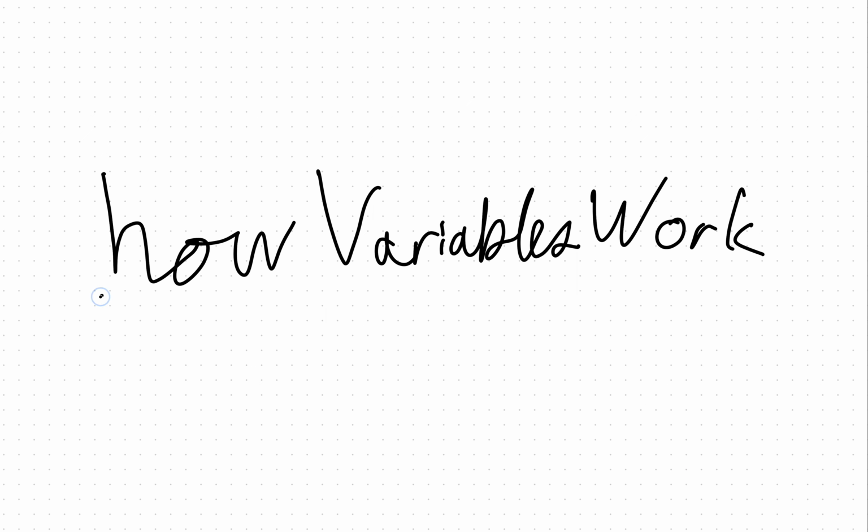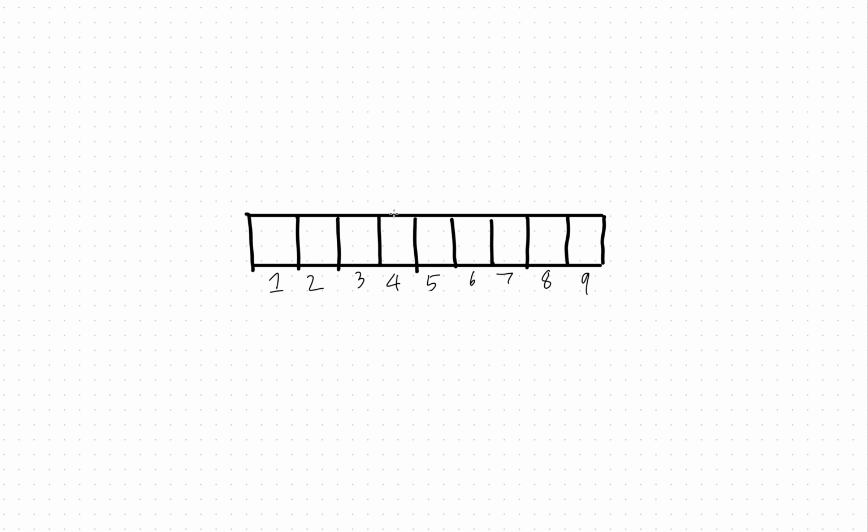Let us look at how variables work. So with assembly, the concept of variables doesn't really exist. All you're given is basically a bunch of locations in memory where you can store data, take it out, and manipulate it. So for example, you stored the number 27 in location 5 for some reason.